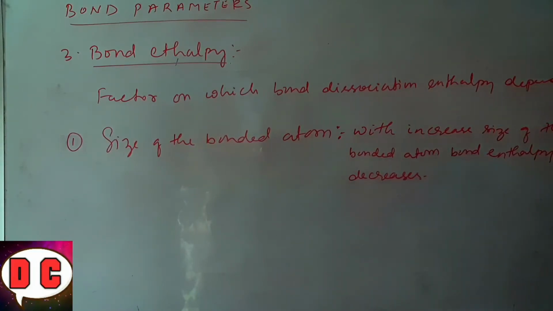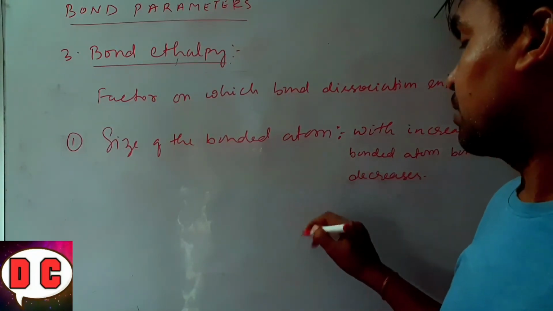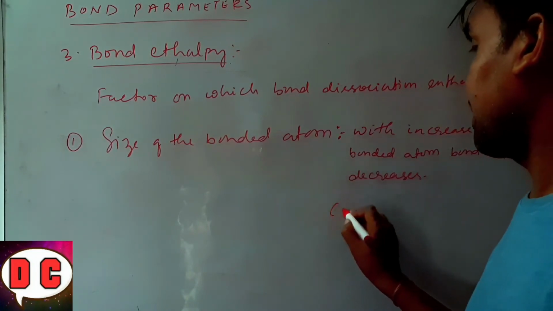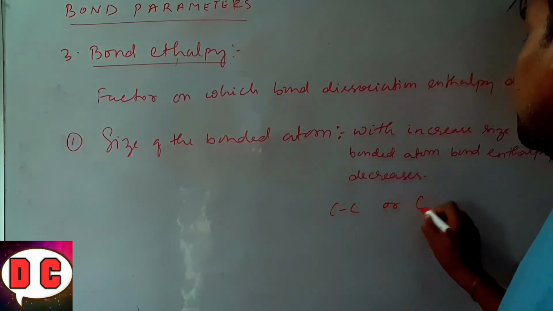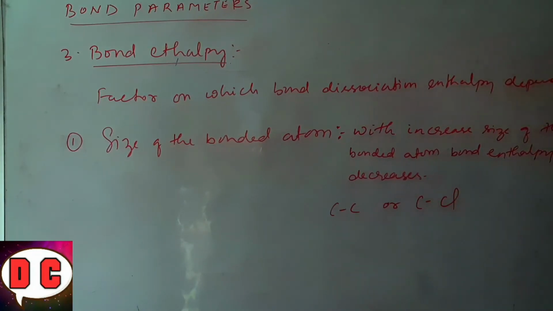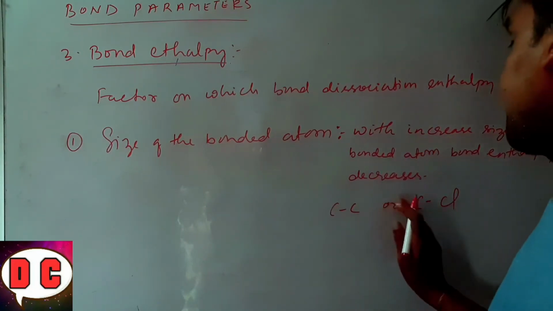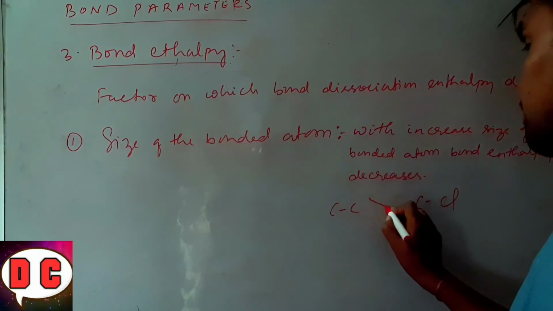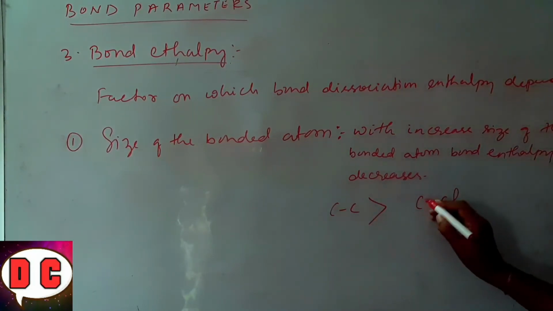Now let us move on to the next factors. Okay, so if I tell you, in which one the bond enthalpy will be high, carbon carbon or chlorine chlorine? Which one will have the higher bond enthalpy? Obviously the bond enthalpy of carbon carbon will be higher than chlorine chlorine. The bond enthalpy of carbon will be higher compared to chlorine.